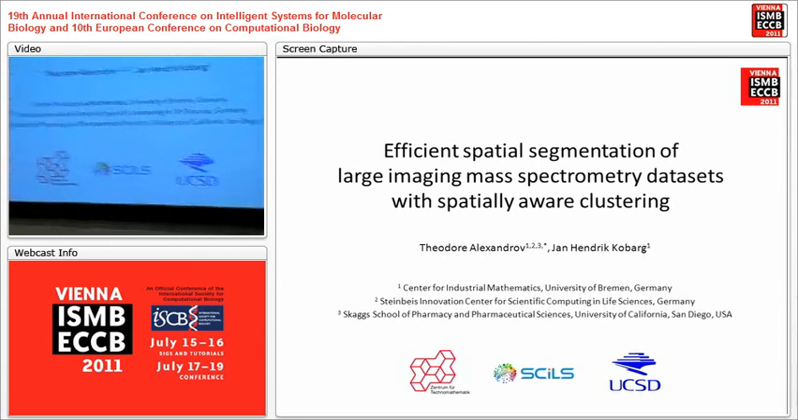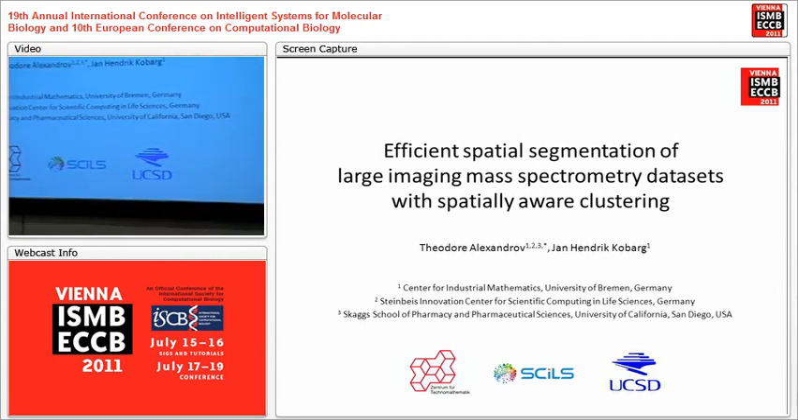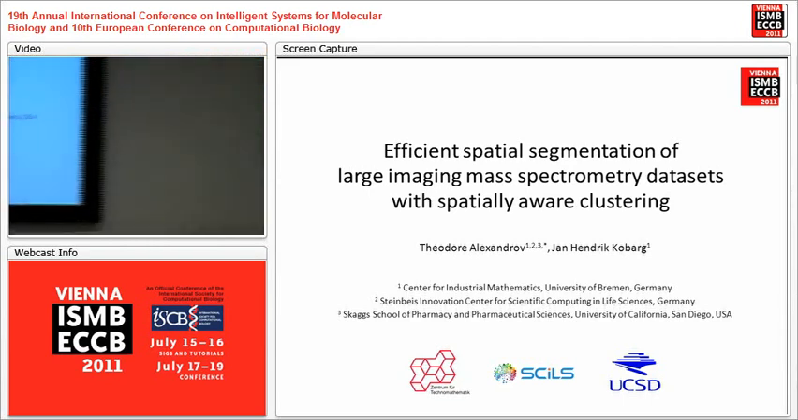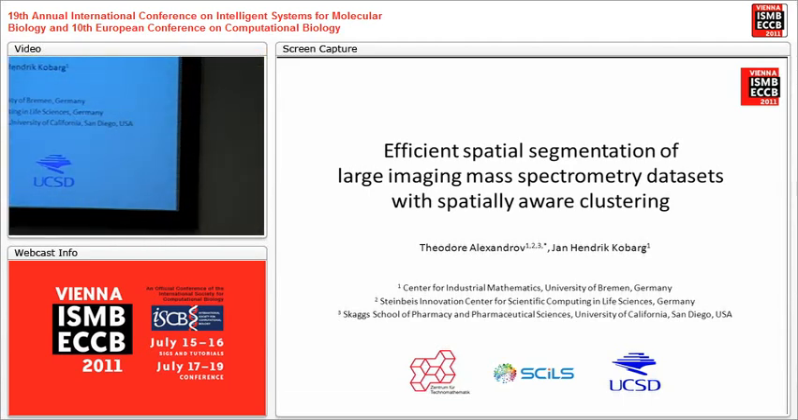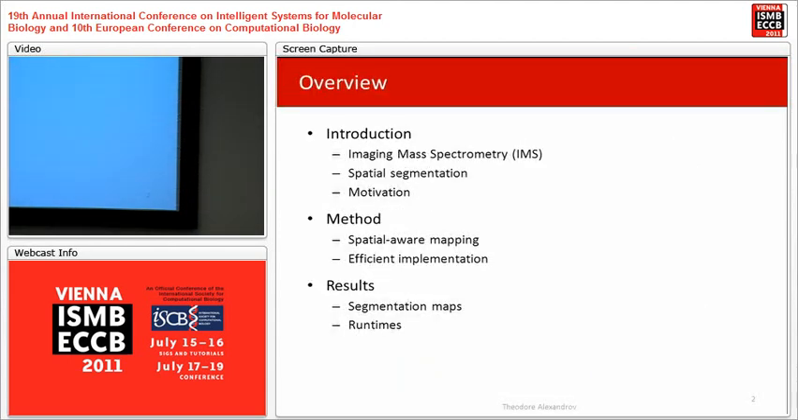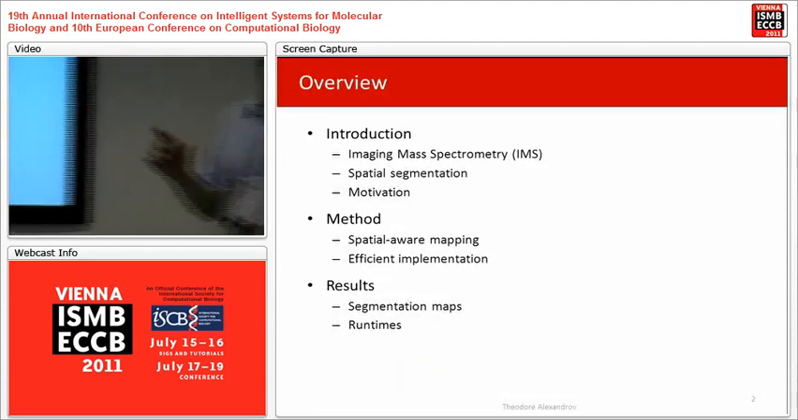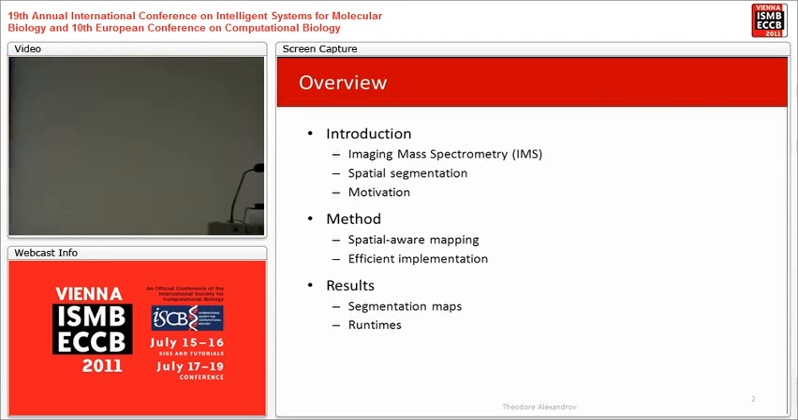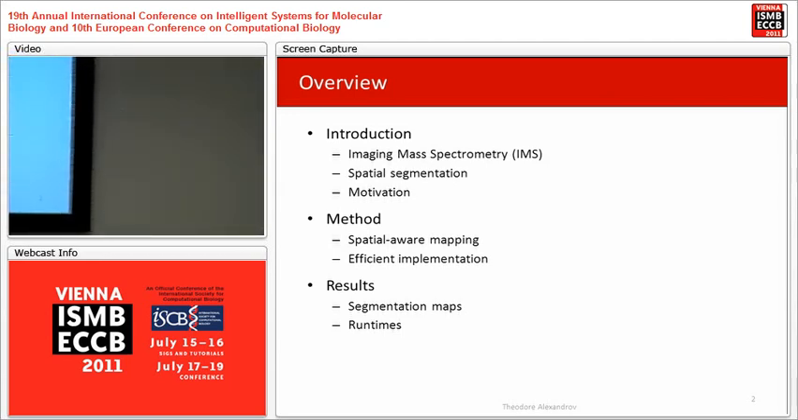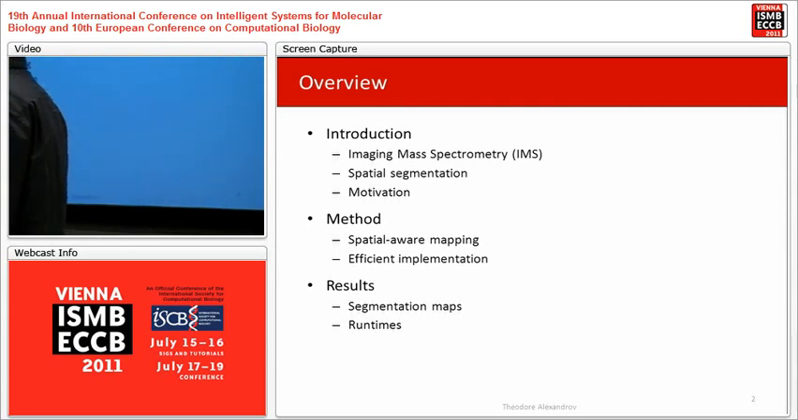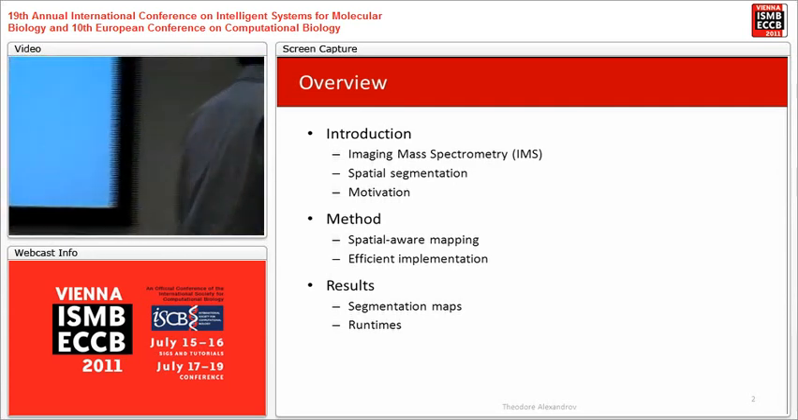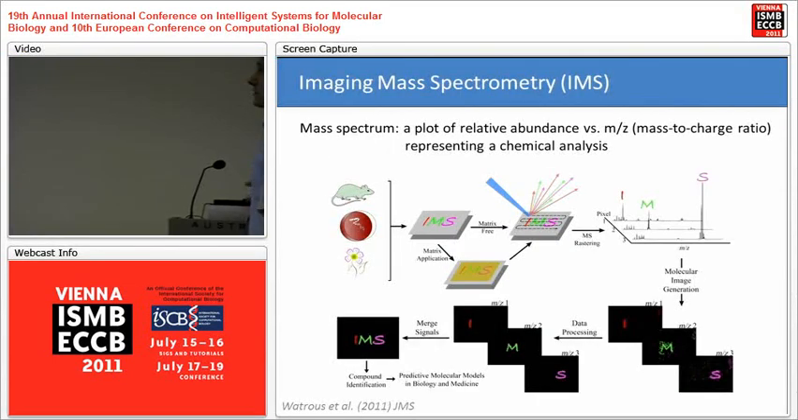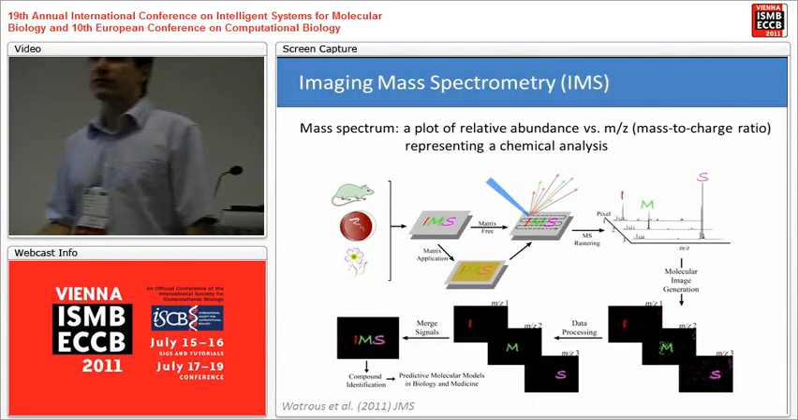So this work was done together with my PhD student, Jan Henrik Koberg, and it will be about efficient spatial segmentation of large image and mass spectrometric data sets. Because I know that people here don't know imaging mass spectrometry, I will first start with an introduction to imaging mass spec, and then we'll go to the method and to the results. So, first of all, what is mass spectrometry in general?